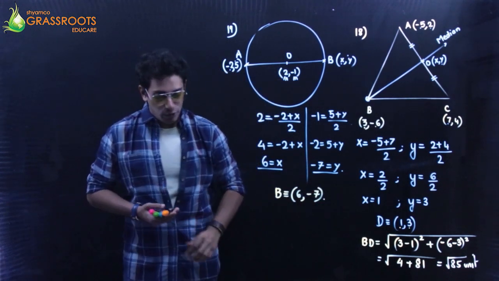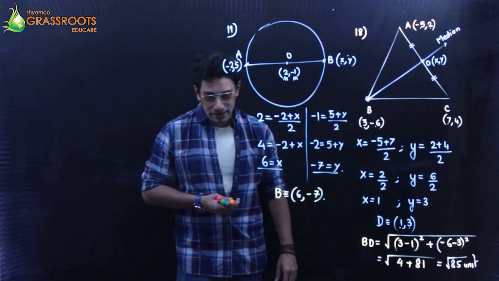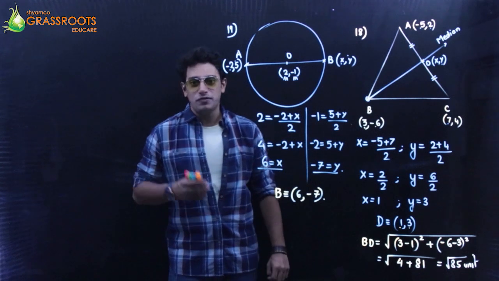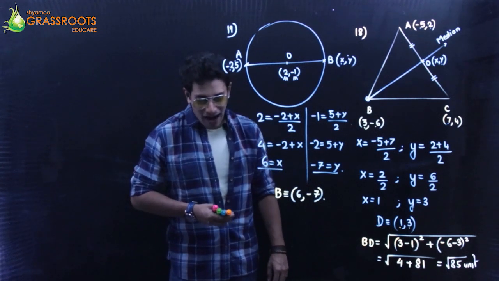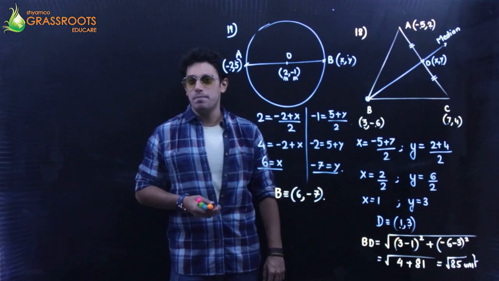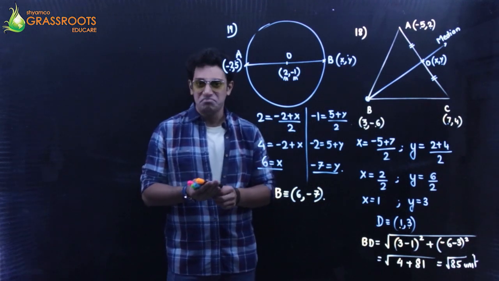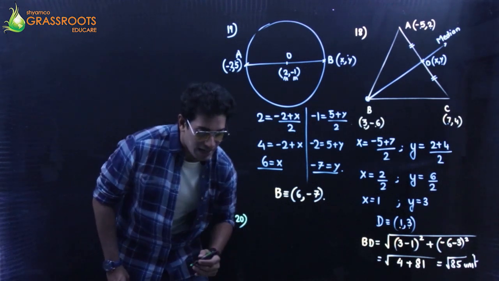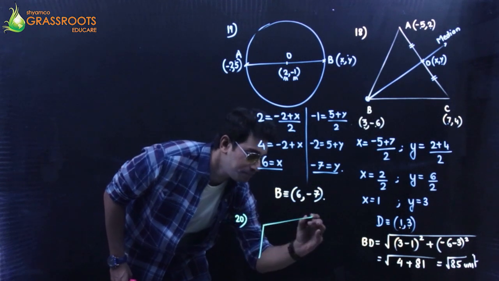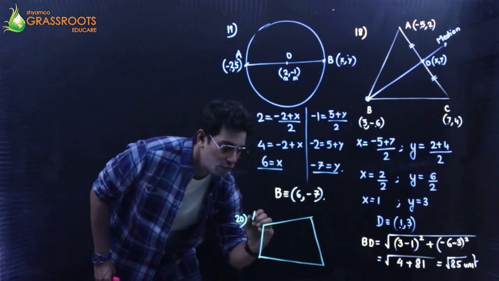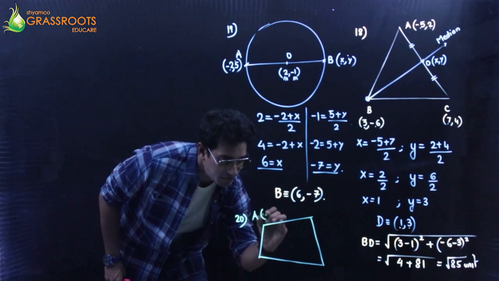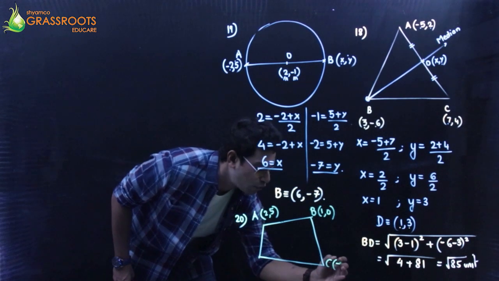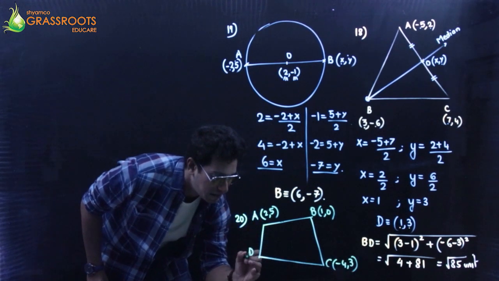That's it. 20th question. A, B, C and D are the vertices of a quadrilateral ABCD. Find the coordinates of the midpoint of AC and BD. Give a special name to this quadrilateral also. Nice question. So in the 20th sum, A, B, C, D are vertices of a quadrilateral. A is (2, 5), B is (1, 0), C is (-4, 3) and D is (-3, 8).